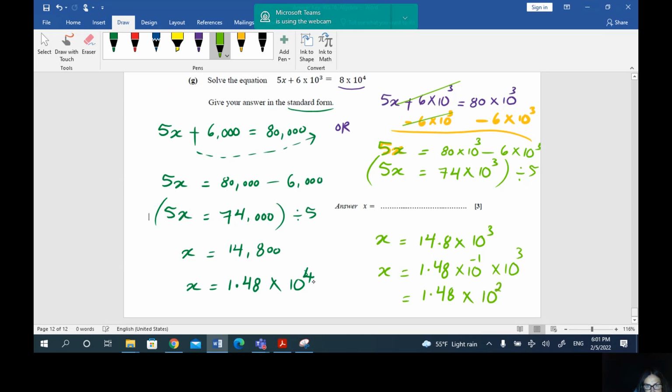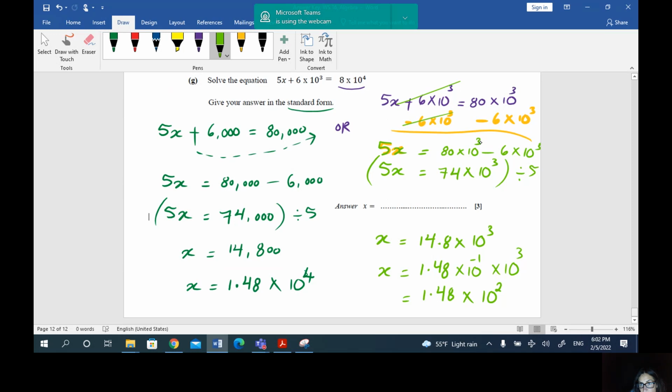No, but it should be matching with this one. So here, 80,000 minus 6,000 is 74,000. 74,000 divided by 5 is 14,800. Okay, so here you're going to say 1.48 times 10,000. It will get it back to this.